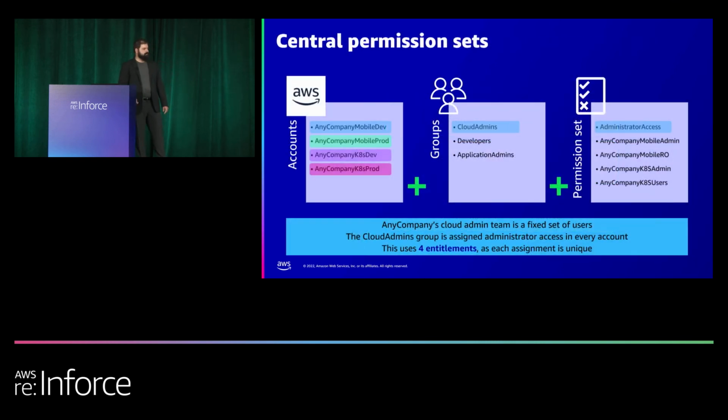And so, to illustrate this a bit further, in a previous slide we talked about how entitlements are the combination of accounts, groups, and permission sets. In this illustration, we show that we have cloud admins using the administrator access managed policy, and it's getting applied to all 4 accounts in the organization. With this, the cloud admins have the same permission in the entirety of the organization. And so this uses 4 entitlements, as each assignment is unique.